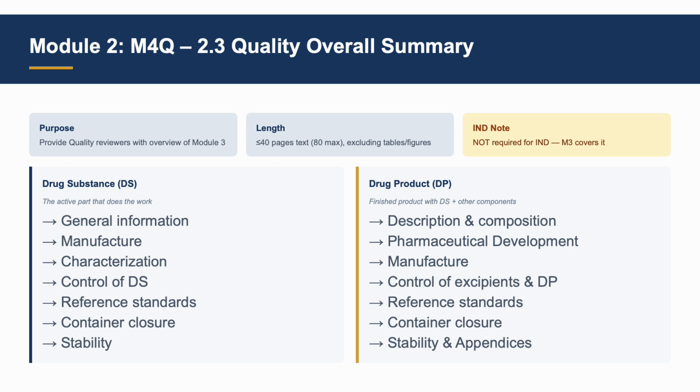Critically, the QoS is not required for IND submissions. Module 3 itself covers the quality information needed for an IND. The QoS becomes required for marketing applications such as NDAs and BLAs. The QoS is organized into two main sections covering drug substance and drug product, each with subsections for general information, manufacture, characterization, controls, reference standards, container closure, and stability.